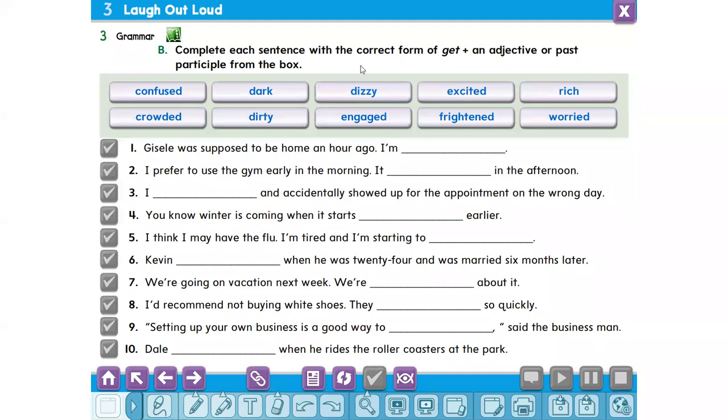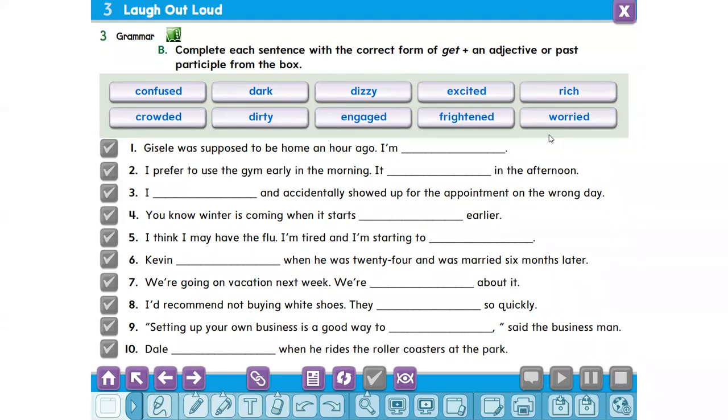Exercise B on page 37. Complete each sentence with the correct form of get and an adjective or past participle from the box. Here we have some adjectives and past participles in the box: confused, dark, dizzy, excited, rich, crowded, dirty, engaged, frightened, and worried.